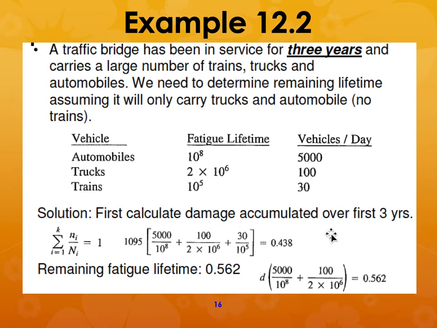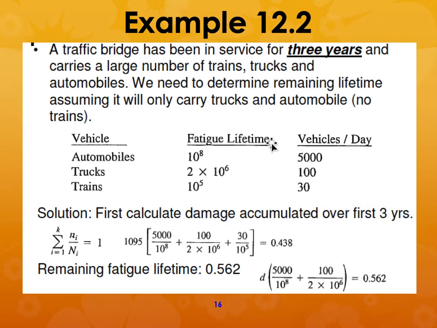So first calculate the damage. What is the total damage over 3 years? 1095 is 365 times 3. So 1095 times 5000 by 10 to the power 8 plus 100 over 2 into 10 to the power 6 plus 30 over 10 to the power 5. You calculate that, equal to 0.438.